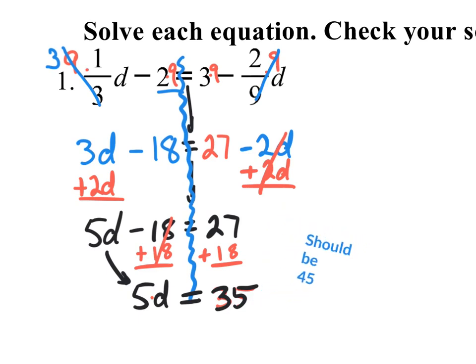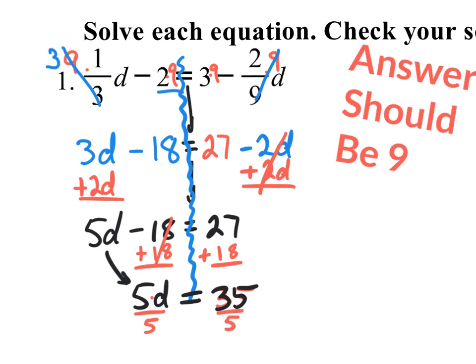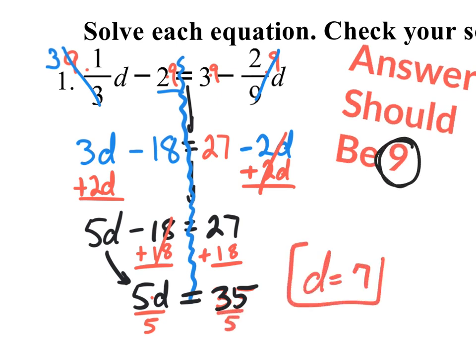But let's show our work here. We want to show our work on all of our problems, especially on tests and quizzes, because even if you have the right answer and you don't have your work, you could not get credit for it. So the opposite of multiplication is division. So I'm going to divide by that same value of 5. What you do to one side, you do to the other. D equals 7. Let's move on.